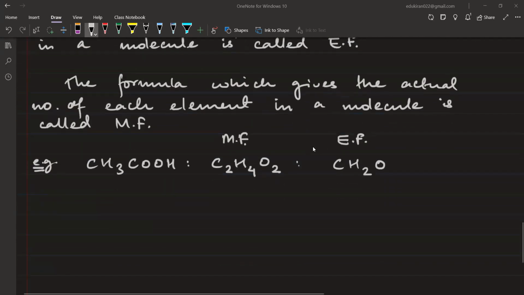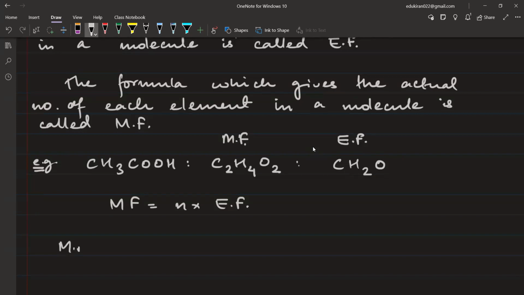Now, molecular formula will be equal to empirical formula multiplied by something, n into the empirical formula. So in this case, what is the value of n? What should I multiply to the empirical formula to get the molecular formula? I should multiply by 2. So 2 carbon, 2 into 2, 4 hydrogens, and 2 into 1 oxygen, you will get 2 oxygens. Right?